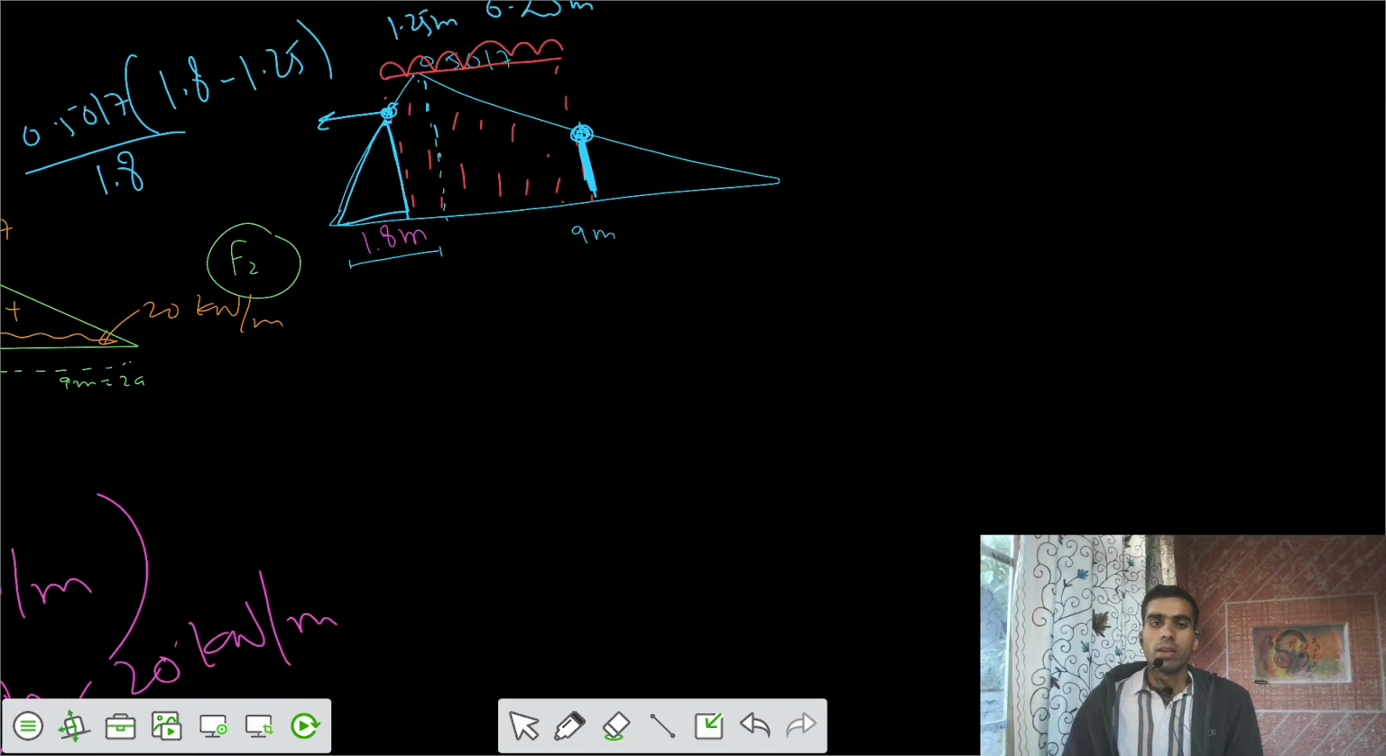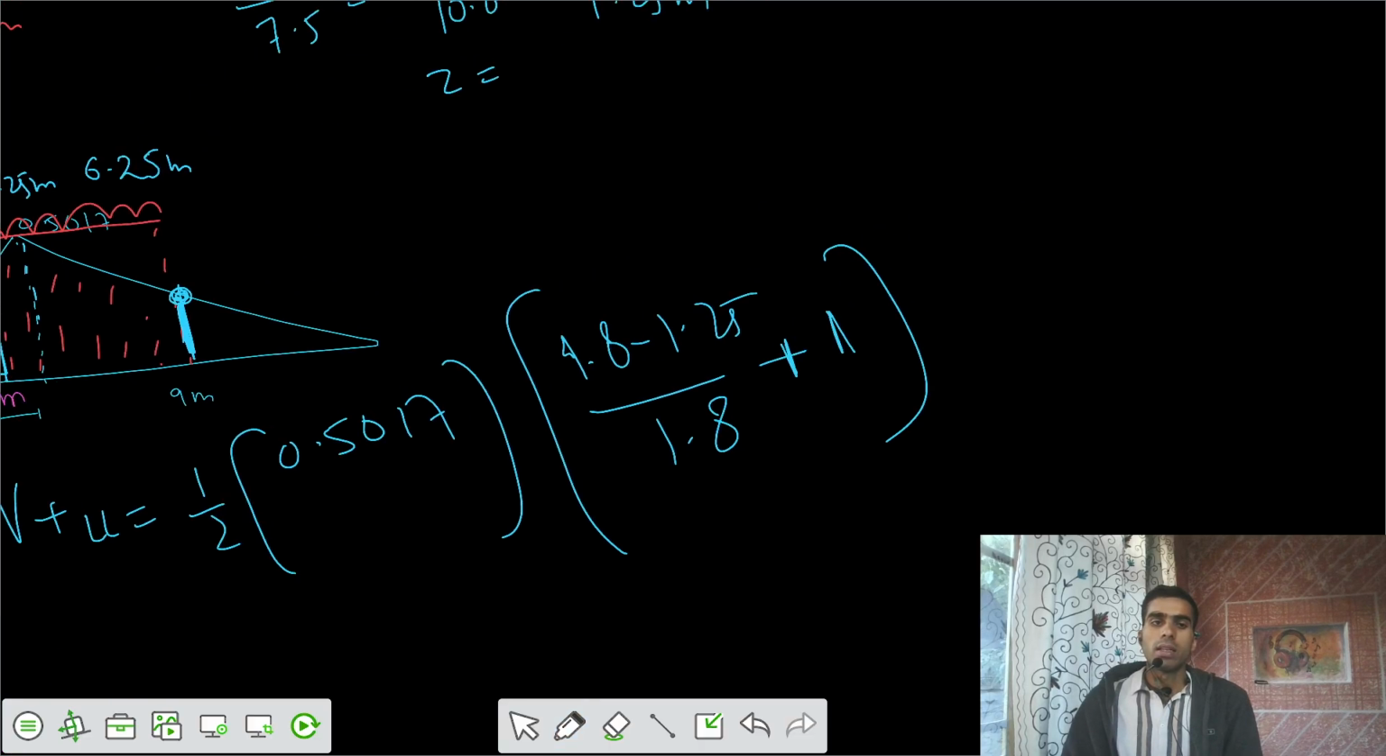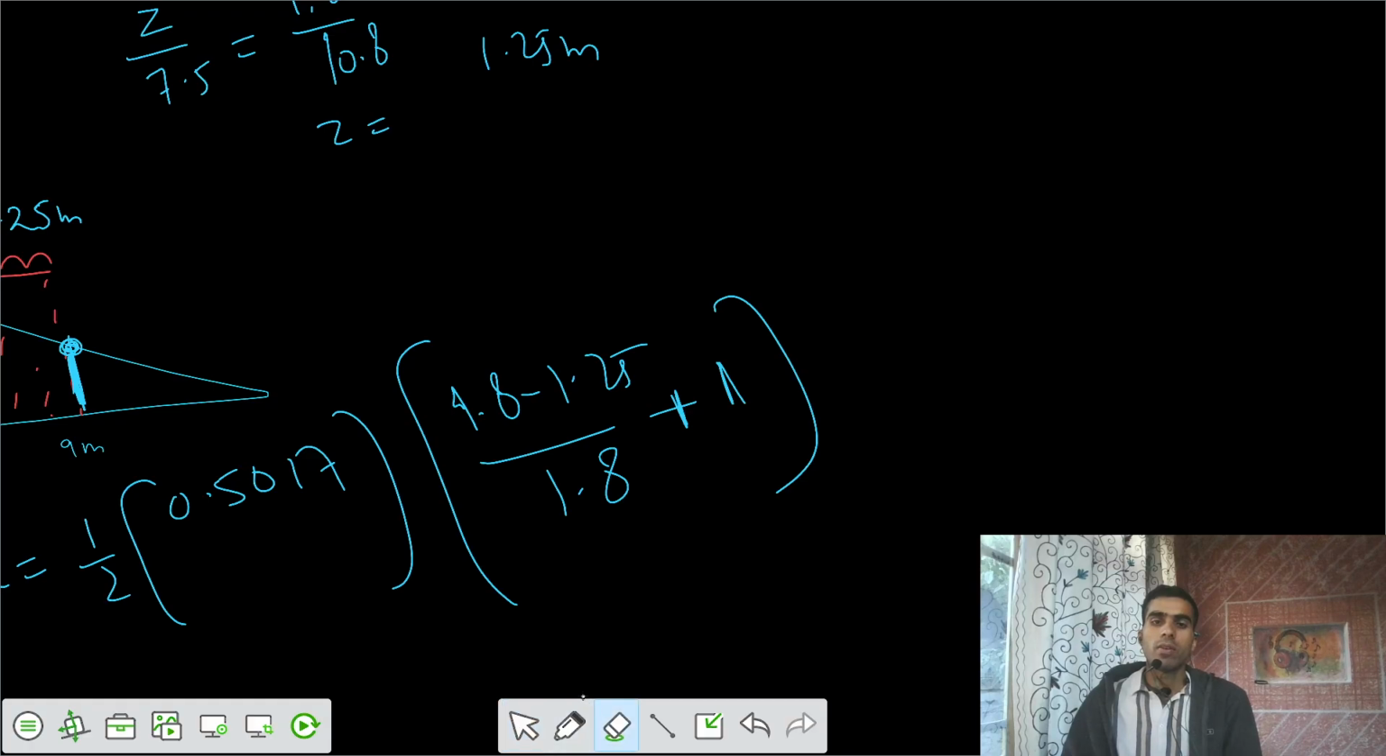Then V positive because of live load is equal to the area under the UDL: 1 by 2 times the sum of parallel sides. I would say 0.5017 is common for the parallel sides, then this factor of 1.8 minus 1.25 divided by 1.8, plus 1 factor. Then the intensity, and it was for the length of 7.5 and intensity of 40 kilonewton per meter.